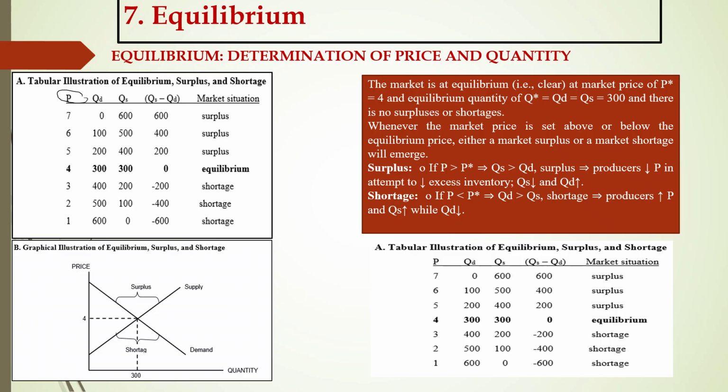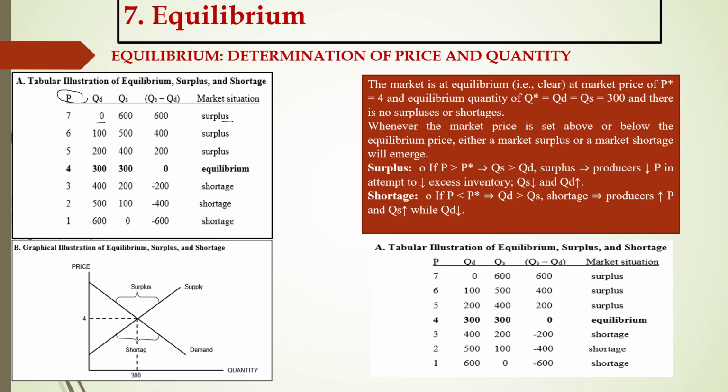So here you can see when the price is 7, the quantity demanded is 0 and the quantity supplied is 600. How do we find out? Quantity supplied minus quantity demanded: 600 minus 0 is 600. It is coming out positive. So there is no demand for the product and 600 units are supplied in the market. That means there is a surplus of 600 units. When the price falls to 6, the demand increases. Demand is 100 and the supply is 500.